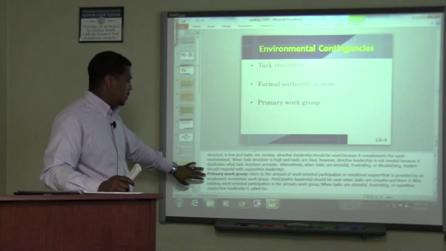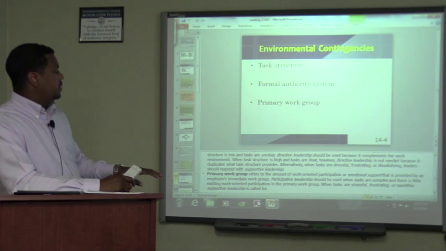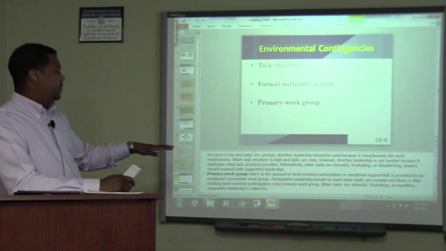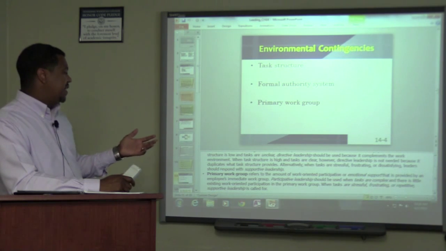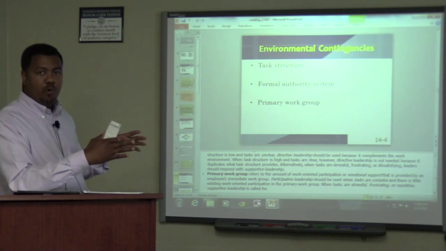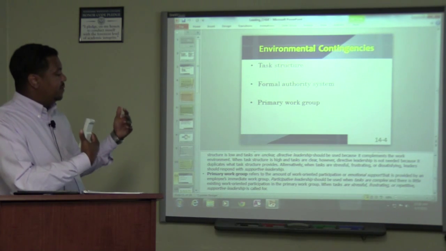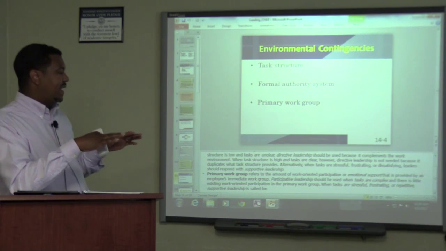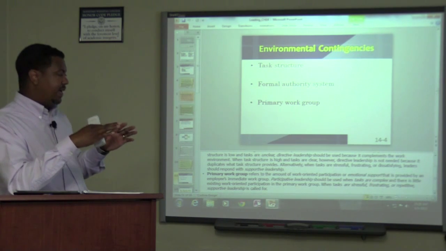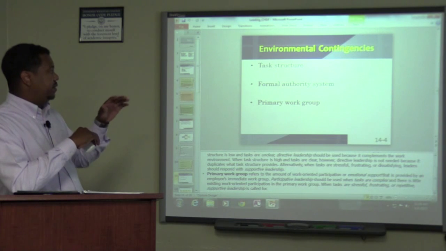We see here that this particular concept refers to the amount of work-oriented participation or emotional support provided by the employee's immediate work group. So if the work group requires a lot more support, we see participative leadership is important for those individuals to identify those complex tasks that we have set forth for this particular group.